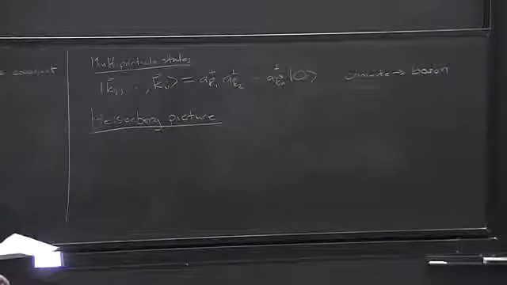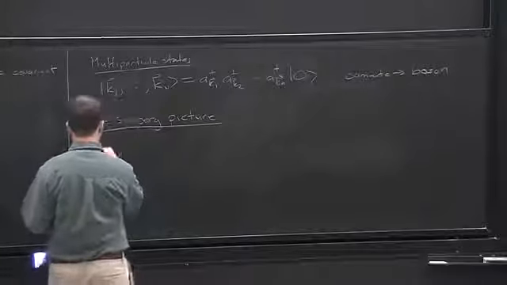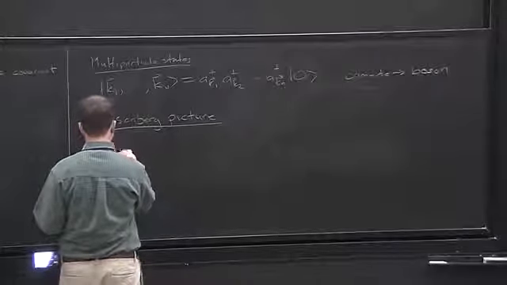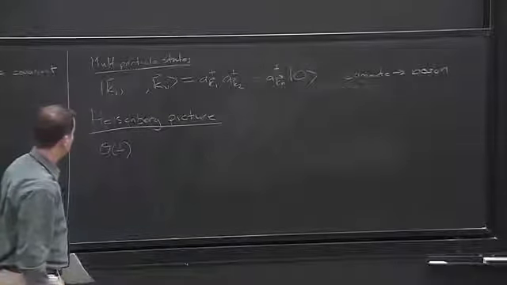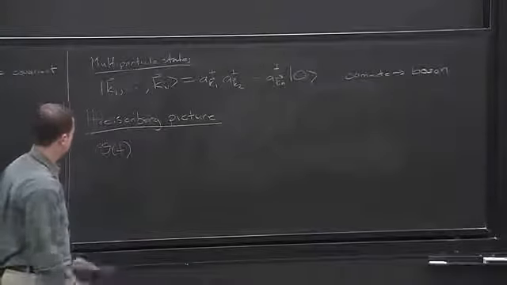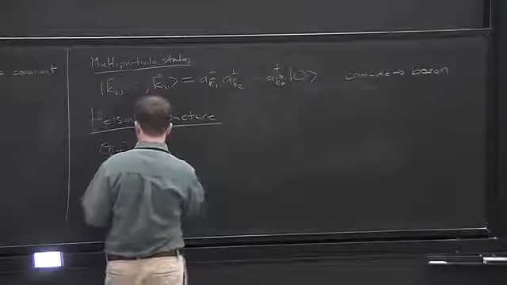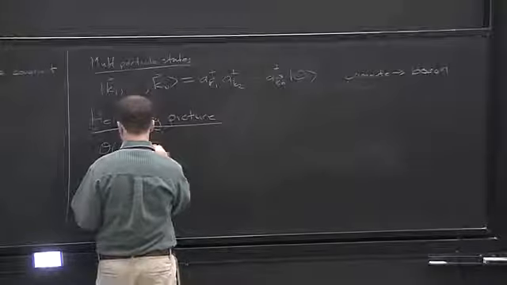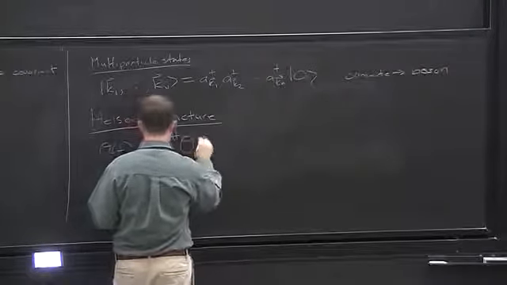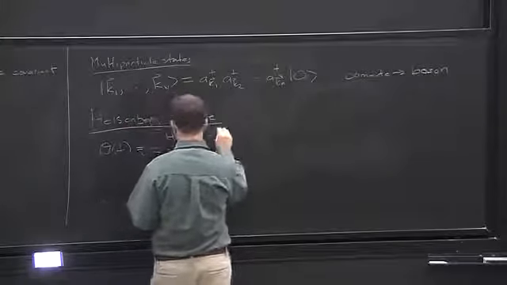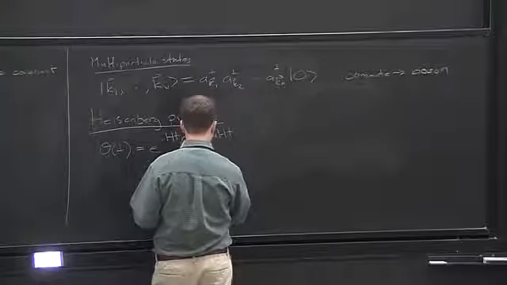We're dealing with interacting fields. So you'll know the way to relate operators in the Heisenberg picture to operators in the Schrodinger picture. In the Schrodinger picture, operators are time independent. In the Heisenberg picture, they depend on time. And the relation between the two is just the usual relation. It continues to hold in quantum field theory.